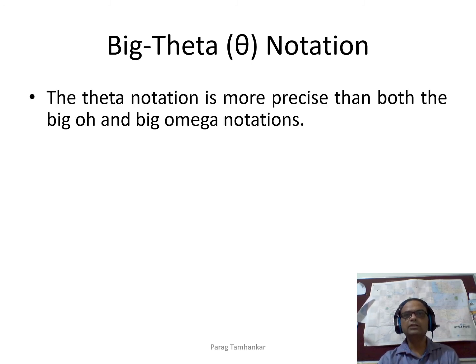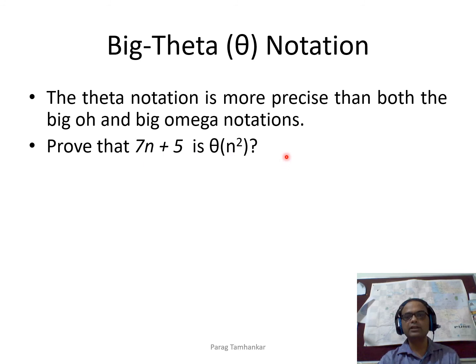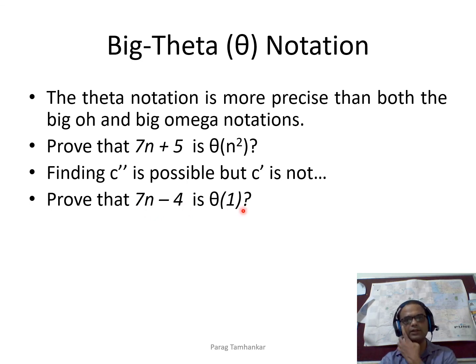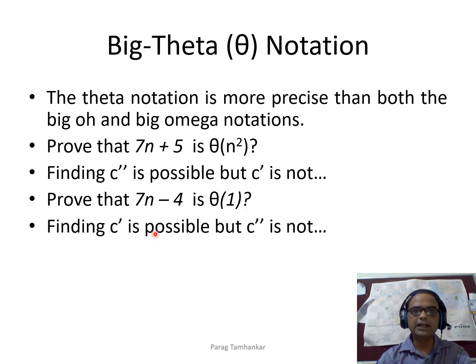The theta notation is more precise than both the big O and big omega notation. Suppose we want to prove that 7n plus 5 is big theta of n square. Can we prove that? No, because finding c double dash will be possible, but finding c dash is not possible. Similarly, you cannot even prove that 7n minus 4 is big theta of 1. Because again here finding c dash would be possible, but c double dash won't be possible.